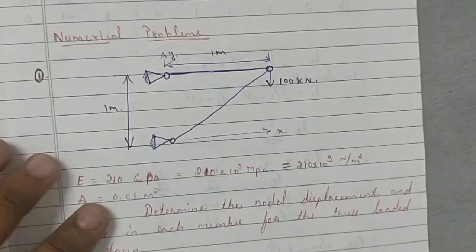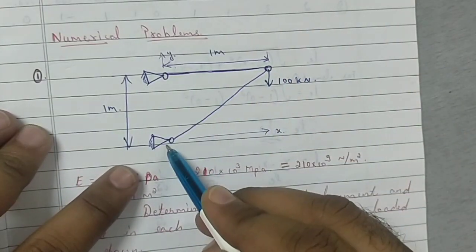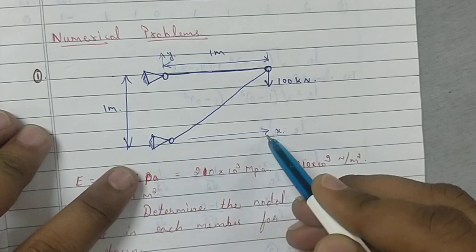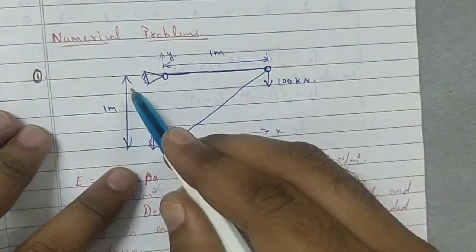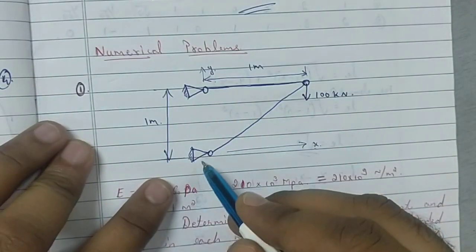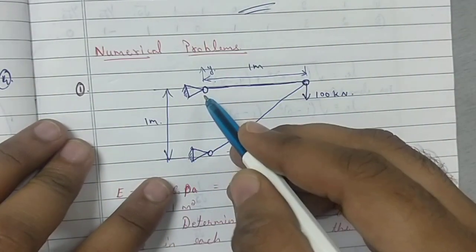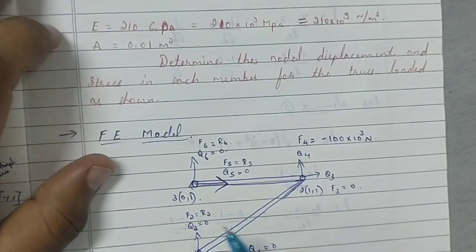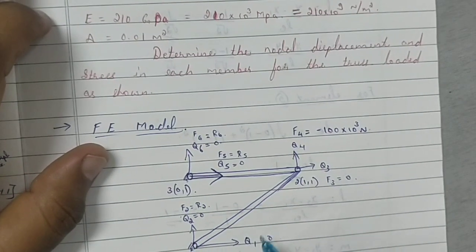Next, this is 2. What is the length? The coordinate, this is 1 and this is 1, because this is 1 and this is 1. So 2 is 1, 1. Similarly this is 3. In the x direction 0, in the y direction 1. So 0, 1. Okay. Write the forces.